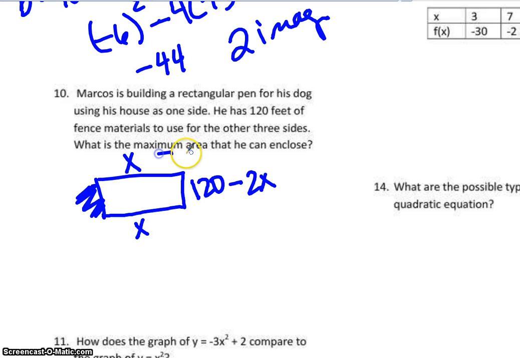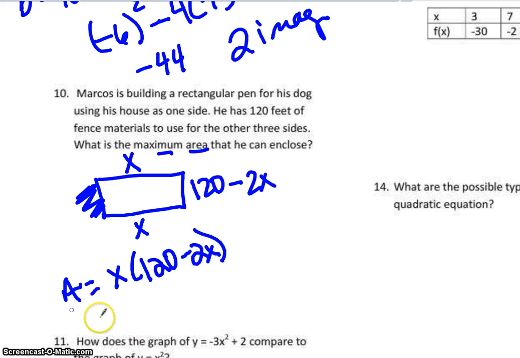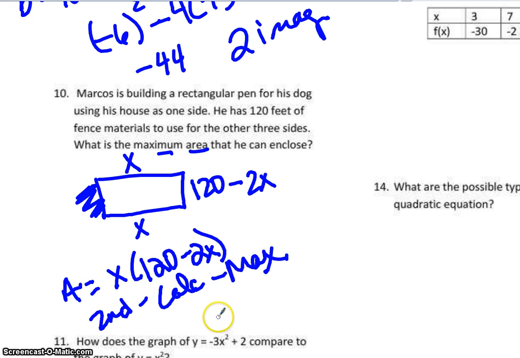We want the maximum area. Well, area is equal to length times width, so x times 120 minus 2x. If we want maximum, we're going to do second, calc max. You're going to get on either side, before enter, after enter, enter, and you're going to get a point, 30, 1800. The actual maximum area is going to be the 1800.